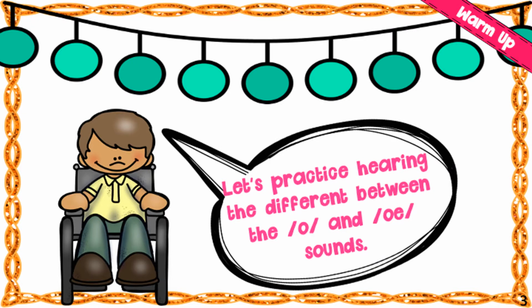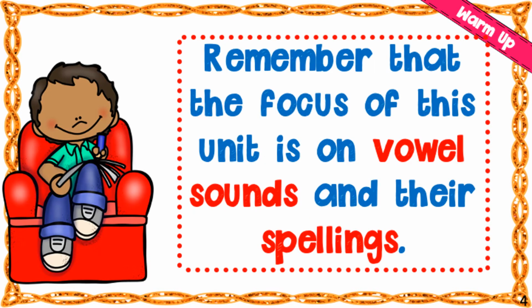Now let's practice hearing the different ways that the O sound is made. When you have the typical ah sound, your short O, it makes the ah sound. So everybody say ah. Now the O-E, O-A, those O sounds are going to be that long vowel O. So make the O sound. O. Remember that the focus of this unit is on vowel sounds and their spellings.